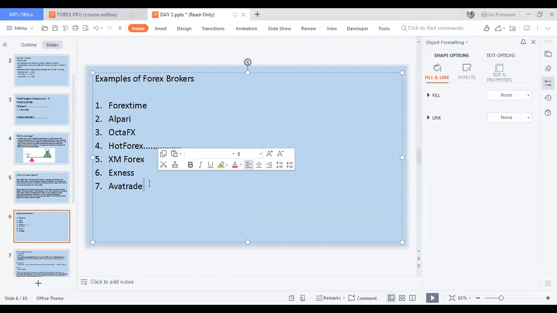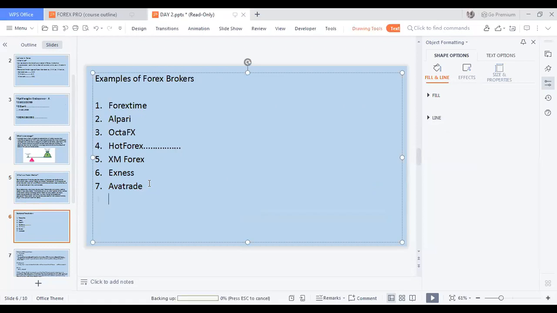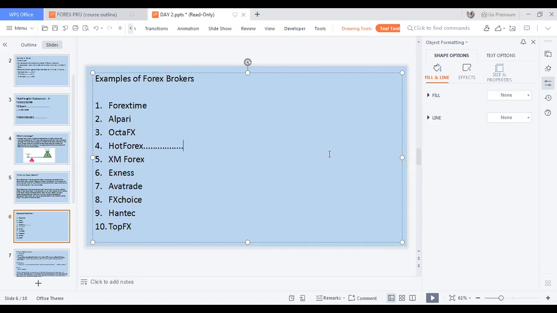FX Choice. FX Choice is another wonderful broking firm. There is XNES, there's Antec, a lot of them. There's TopFX. Class, the ones I know of which my students use, I will highlight them here. Number one, there is Hot Forex. Hot Forex is what I use particularly.